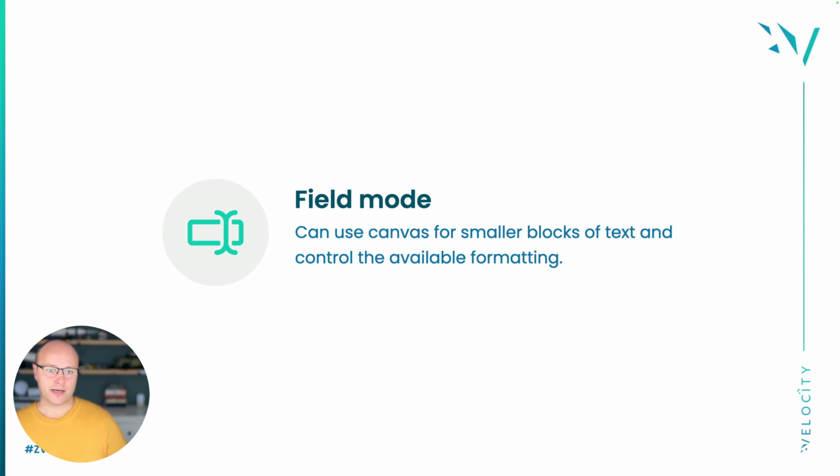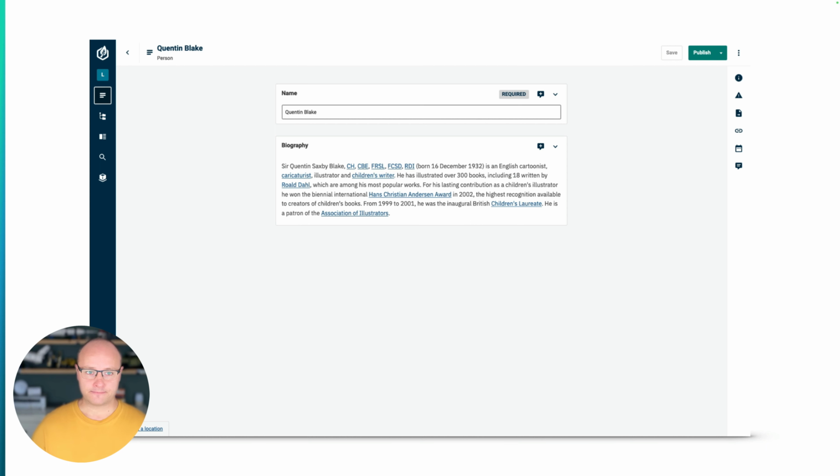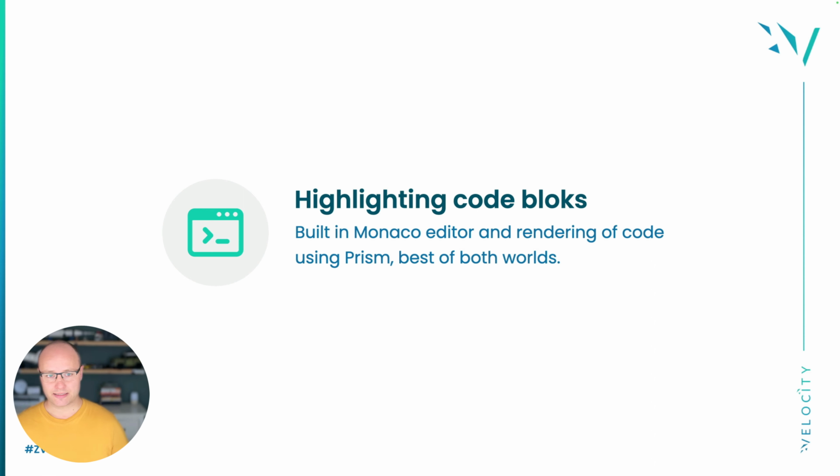But we also recognise that you may want to use Canvas for smaller blocks of content, so things like maybe a biography of a user. And you could limit this field to simply allow links and plain text. We might also allow bold and italic support within that text area. As I mentioned, we've got rich editors including code blocks and others.